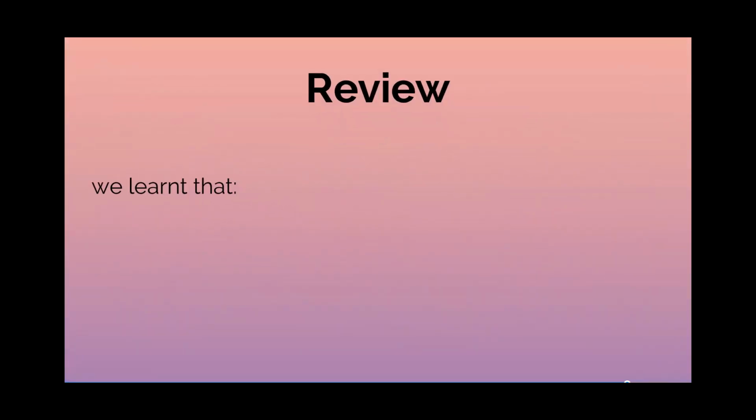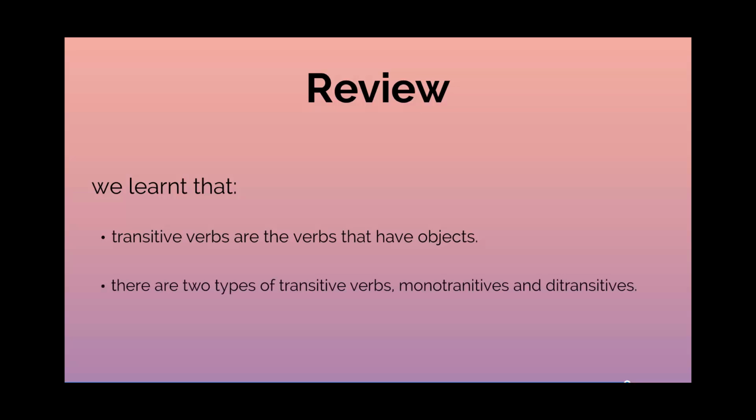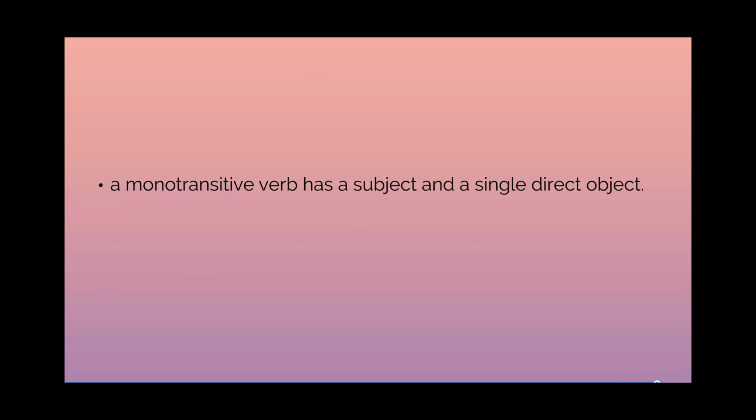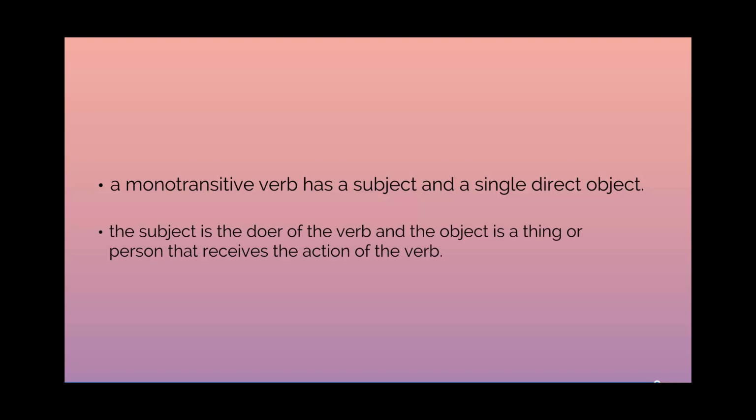Let's review what we learned. We learned that transitive verbs are the verbs that have objects. We learned that there are two types of transitive verbs, monotransitives and ditransitives. A monotransitive verb has a subject and a single direct object. The subject is the doer of the verb, and the object is a thing or person that receives the action of the verb.